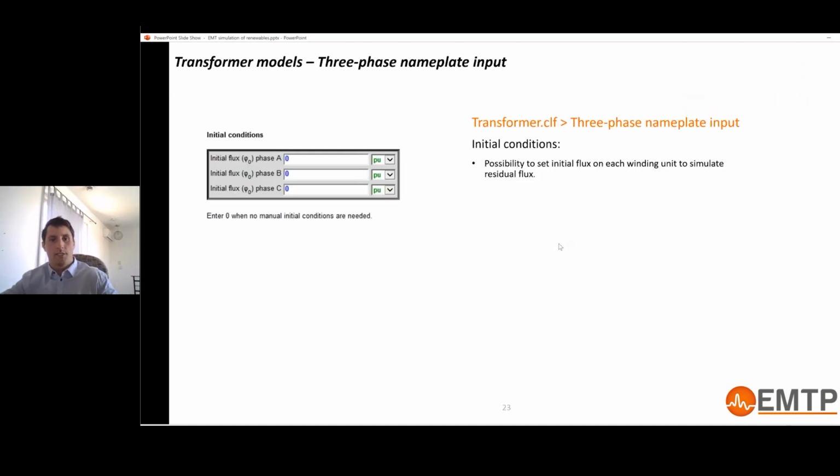One slide that I skipped here is about initialization. When you perform a switching study for a transformer, the flux is not really zero at any time. There's always what is called a residual flux. The residual flux is very important because when you energize the transformer, the flux, instead of starting at zero, will start at this value of residual flux, and it may enter into saturation quicker.